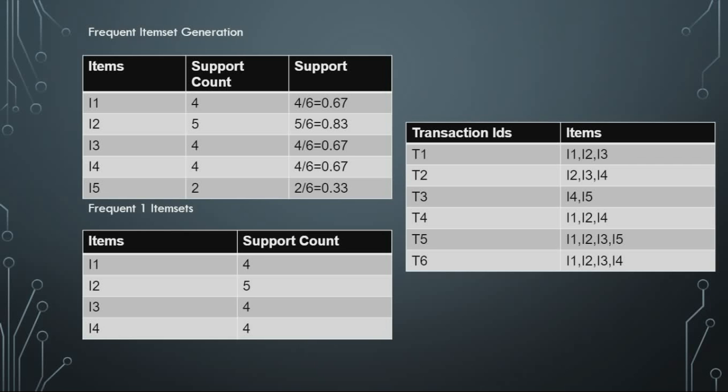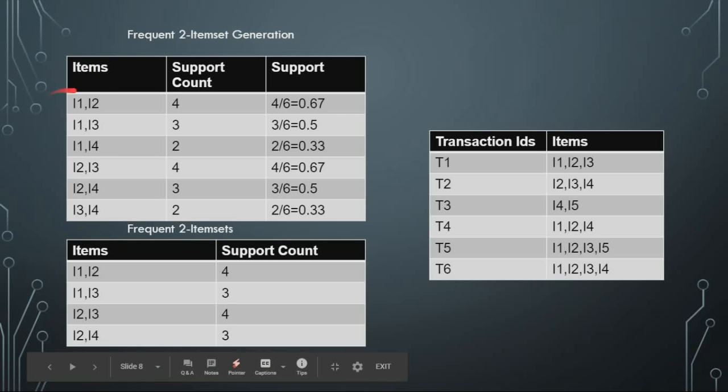Now we will generate the frequent 2 item set, which will be generated with the help of the frequent 1 item set. We basically take groups of 2 and we do it as follows. We will consider I1 with I2, I1 with I3, I1 with I4, I2 with I3, I2 with I4, I3 with I4. We are covering all the possible combinations. And then we will compute the support for them.